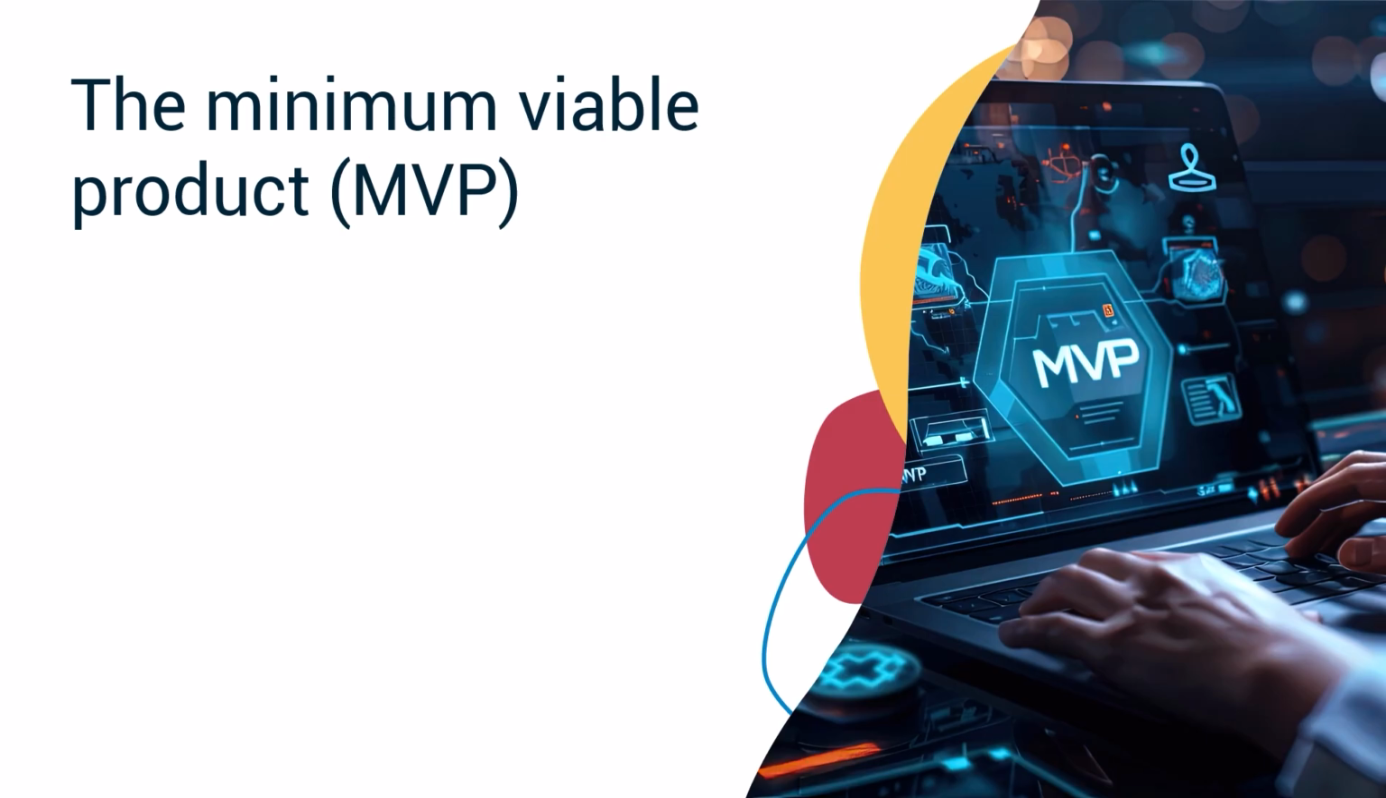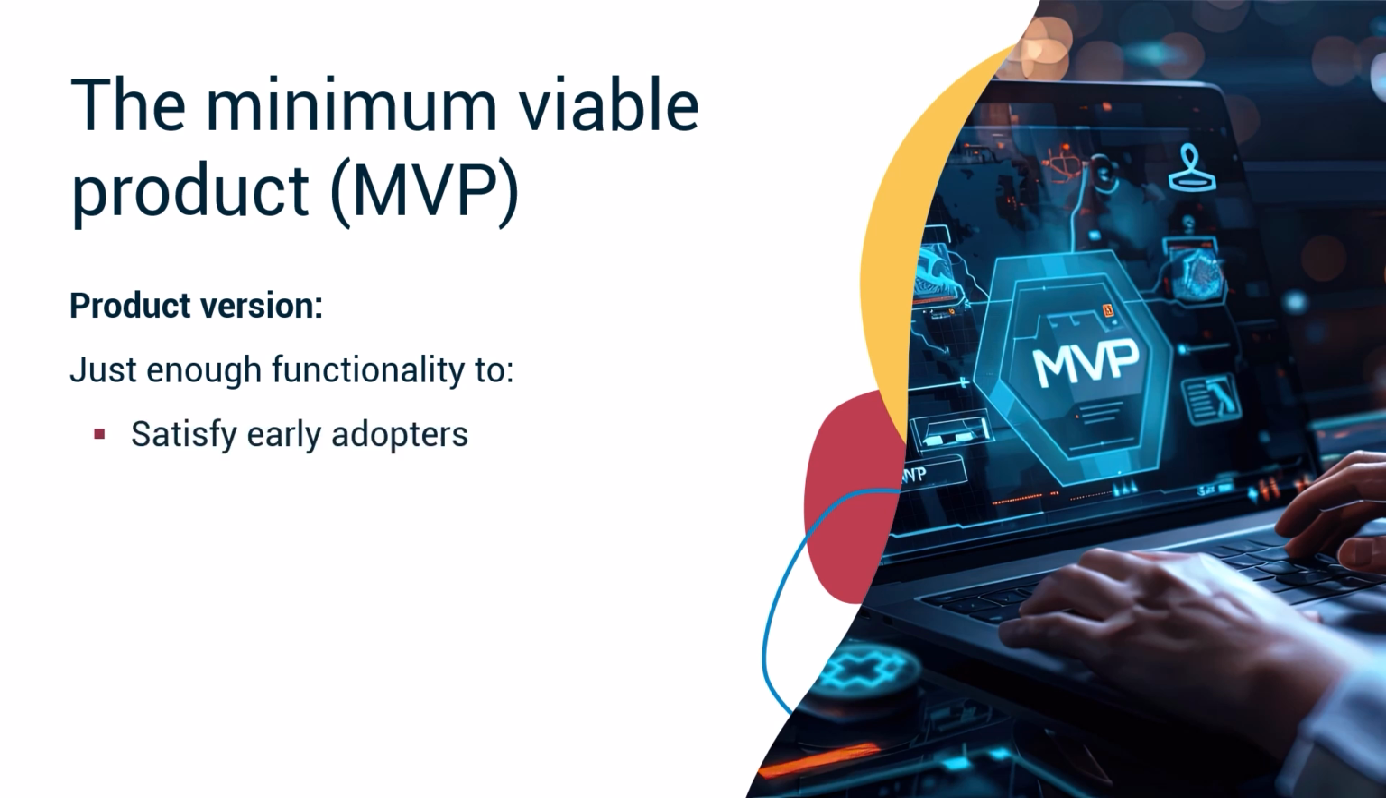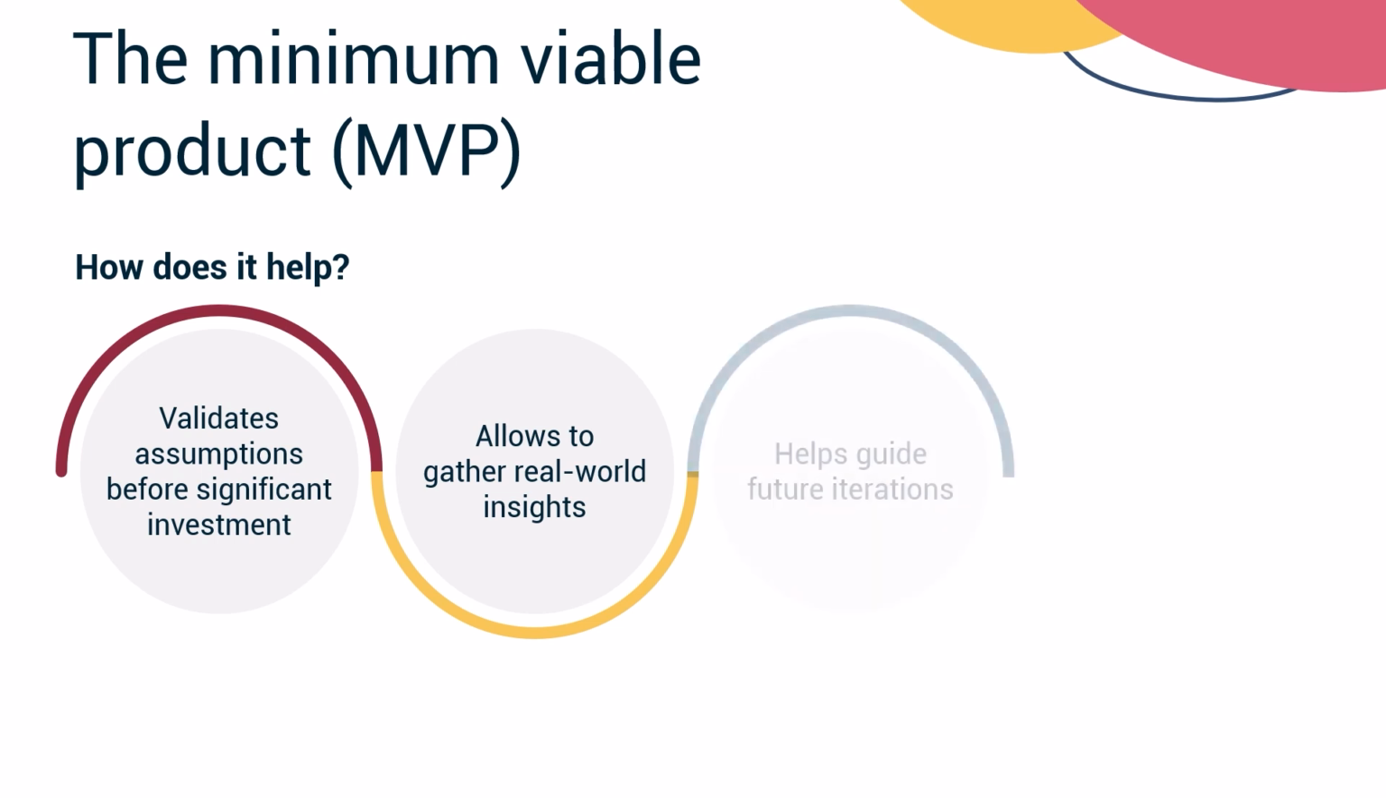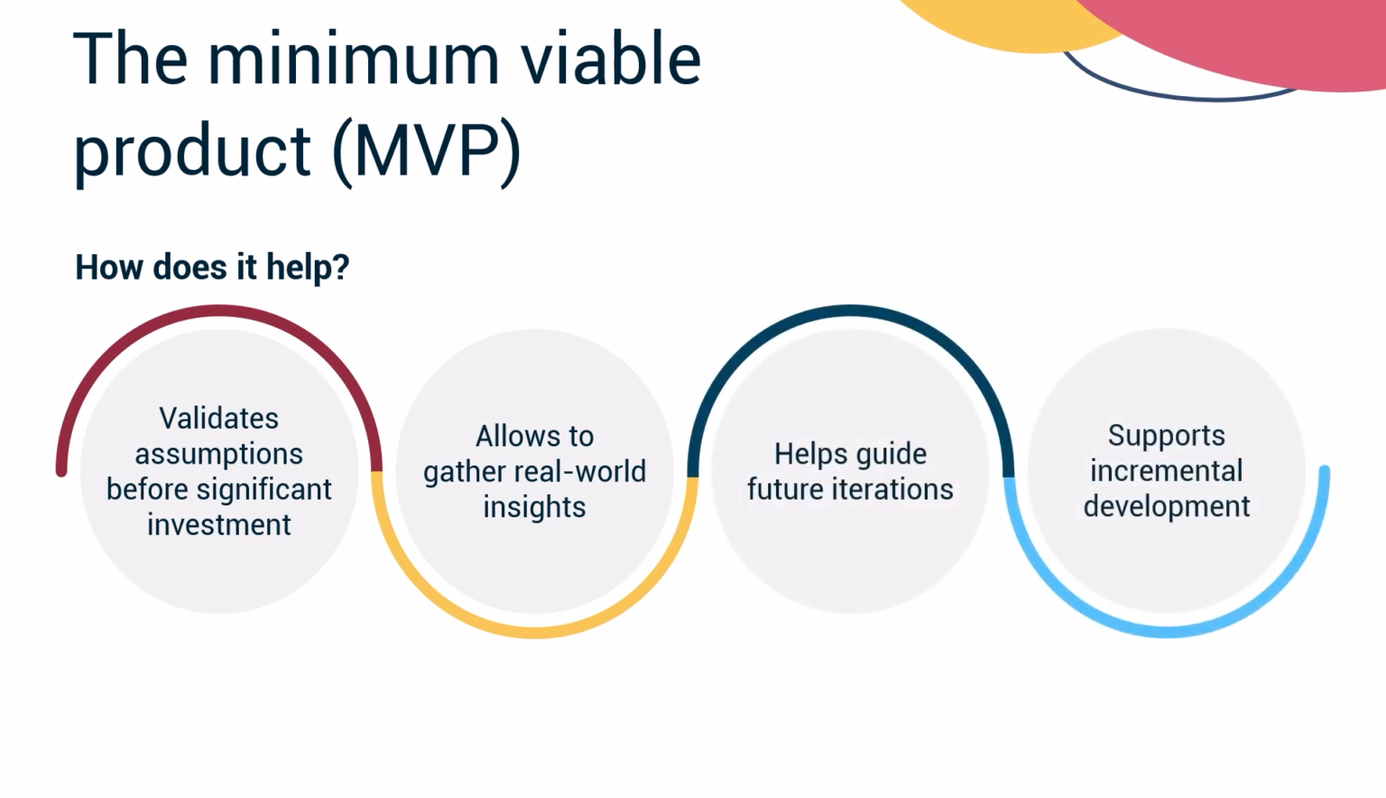The minimum viable product, or MVP, represents a product version with just enough functionality to satisfy early adopters and gather feedback for improvement. The MVP validates assumptions by testing whether the product addresses customer needs before significant investment. Releasing an MVP allows the product owner to gather real-world insights, which guide future iterations. It supports incremental development. The MVP demonstrates value early, while subsequent releases build on its foundation. An MVP is not the final product, but a stepping stone to refine the value proposition and achieve long-term goals.